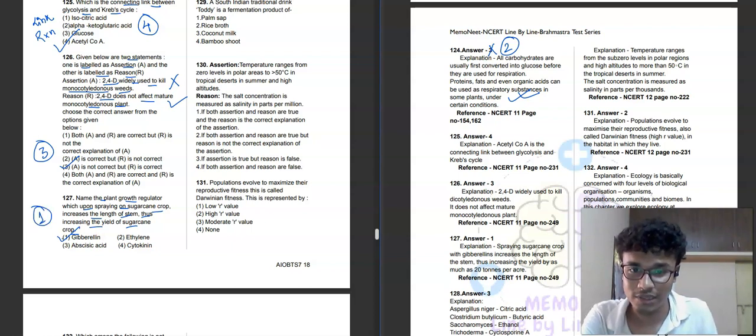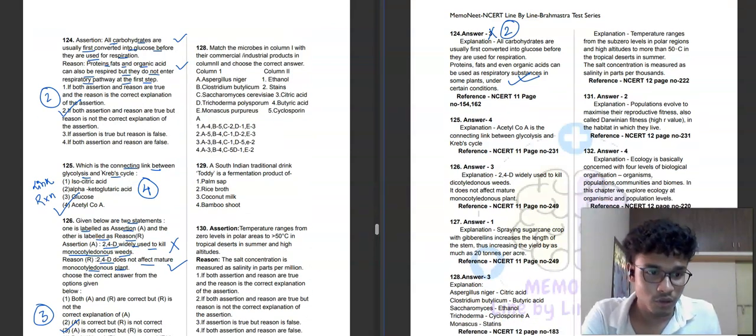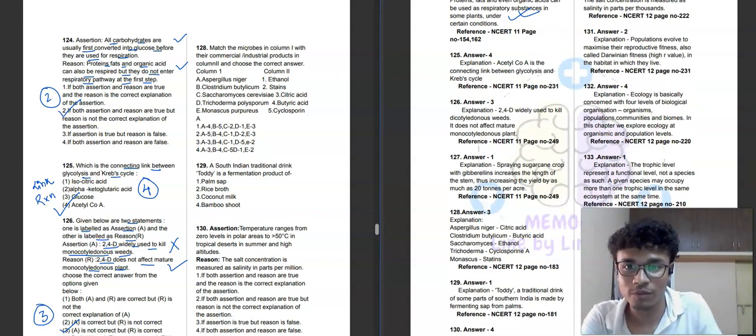Moving towards the next question, 128. Match the microbes in column first with their commercial industrial products in column second. So Aspergillus niger is basically used to obtain citric acid. Then Clostridium butylicum is basically used to obtain butyric acid.